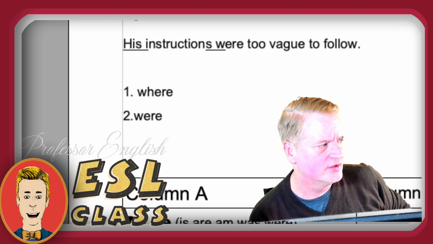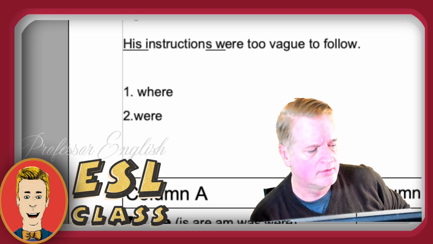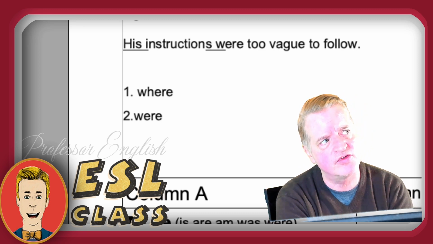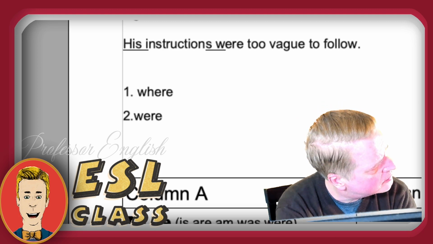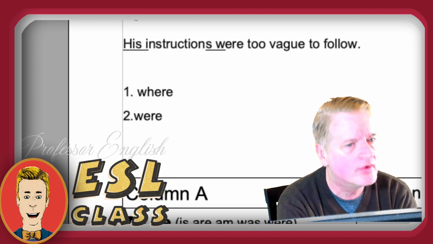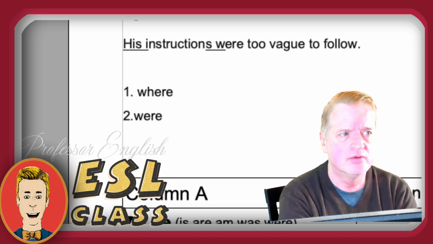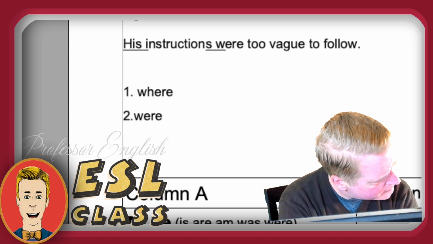Okay. Were his instructions? Were his instructions? Okay, make the whole question. Were his instructions too vague to follow? Mohammed, can you ask that question? How would you say that? Where his instruction were too vague to follow? Okay, you made a little mistake. Can you try again? Where his instructions were too vague to follow?